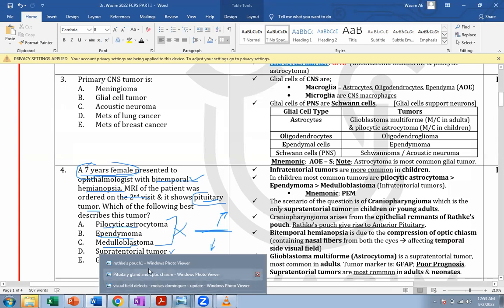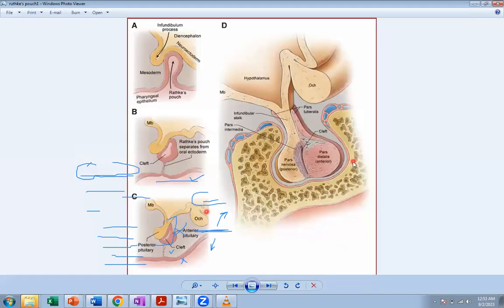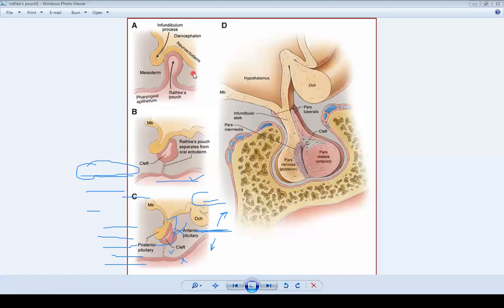So we can discuss this in these pictures. This is the floor of the mouth, and this is the base of the brain. From the base of the brain, from the diencephalon, the posterior pituitary arises, while from the floor of the mouth, Rathke's pouch arises, and it migrates to its site to form the anterior pituitary. Over here, you can see that Rathke's pouch has been dissociated from the floor of the mouth, but there are remnants, the epithelial remnants of Rathke's pouch, and these remnants give rise to the craniopharyngioma.